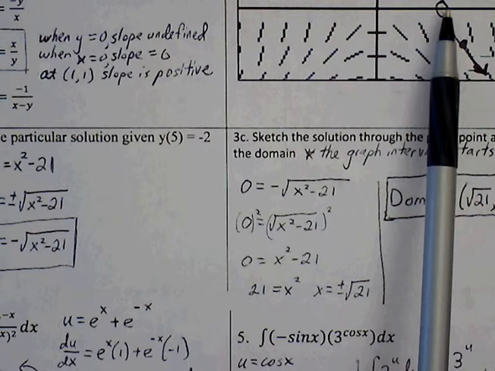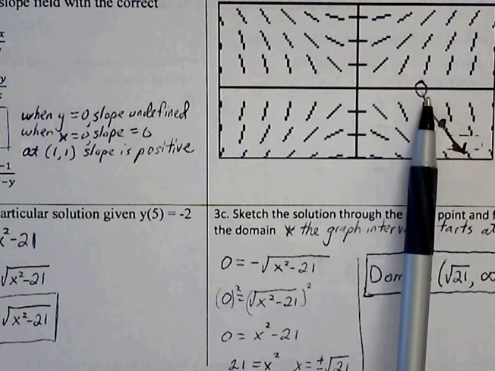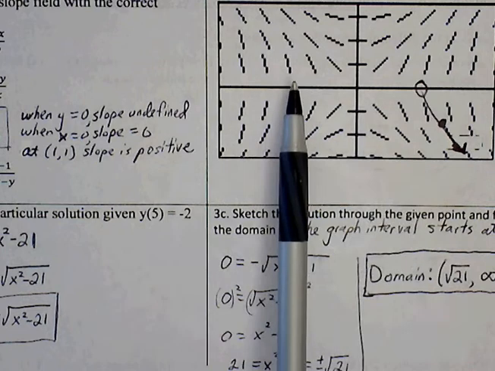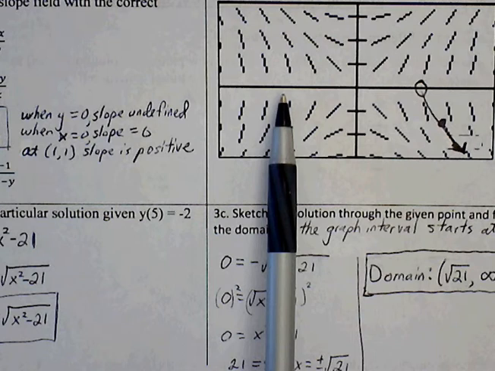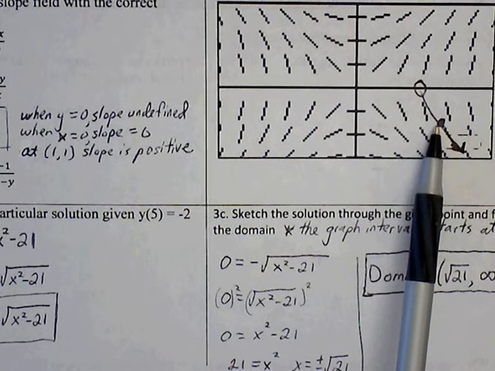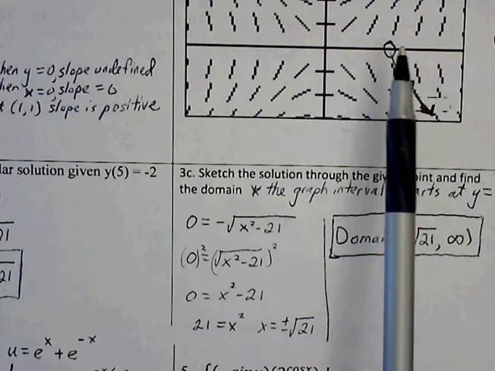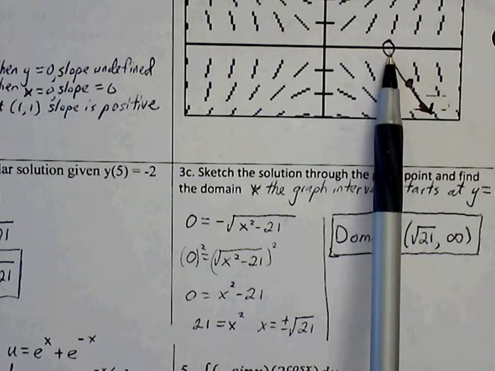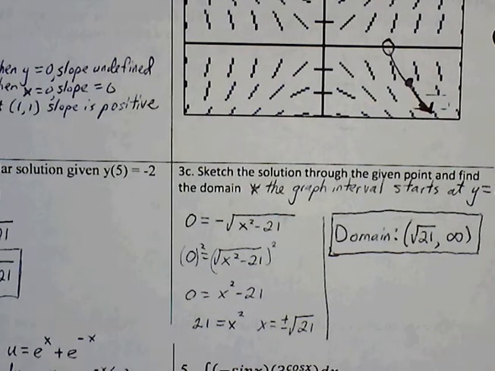Now, this point is obviously going to be a positive x value, so we know that's going to be a positive root 21. Negative root 21 will be the other branch that we're not going to concern ourselves with because we're looking for the solution that goes through this given point 5, negative 2. So our domain will simply be the x value here, root 21 to infinity. Our open interval will be our domain.